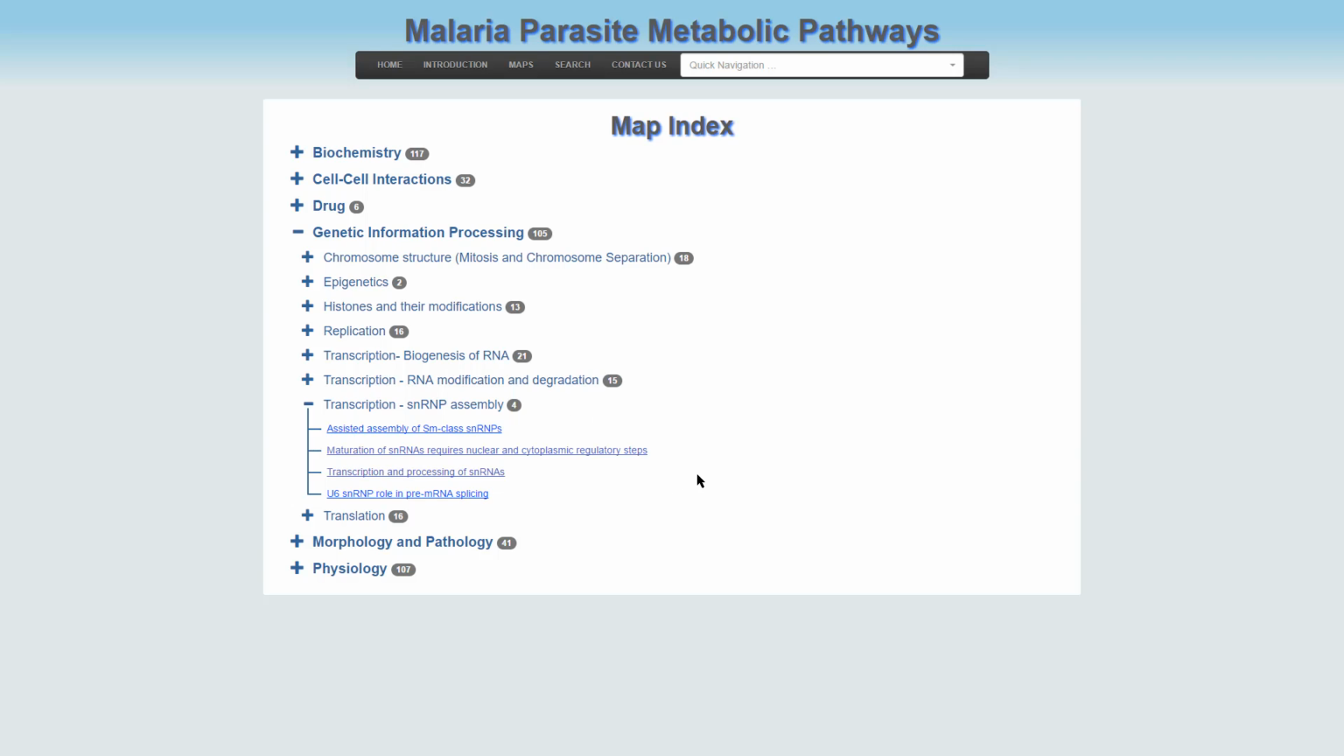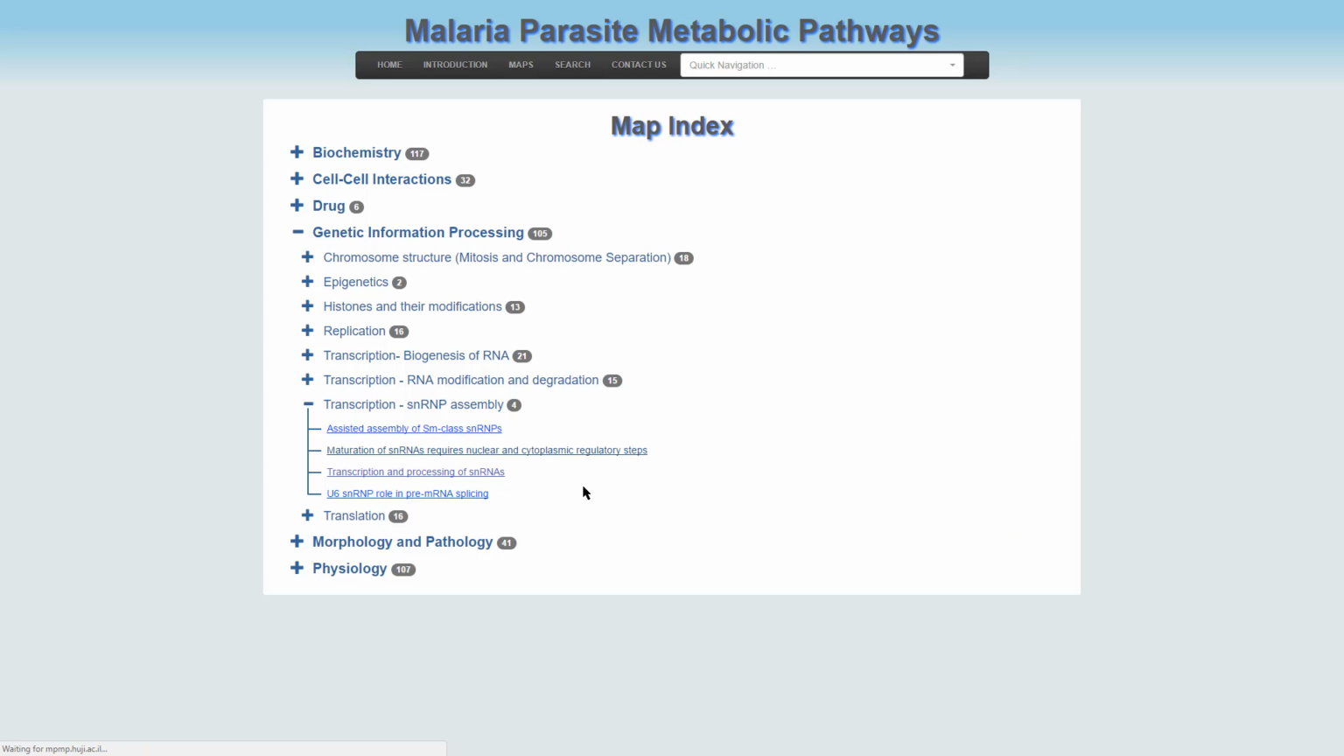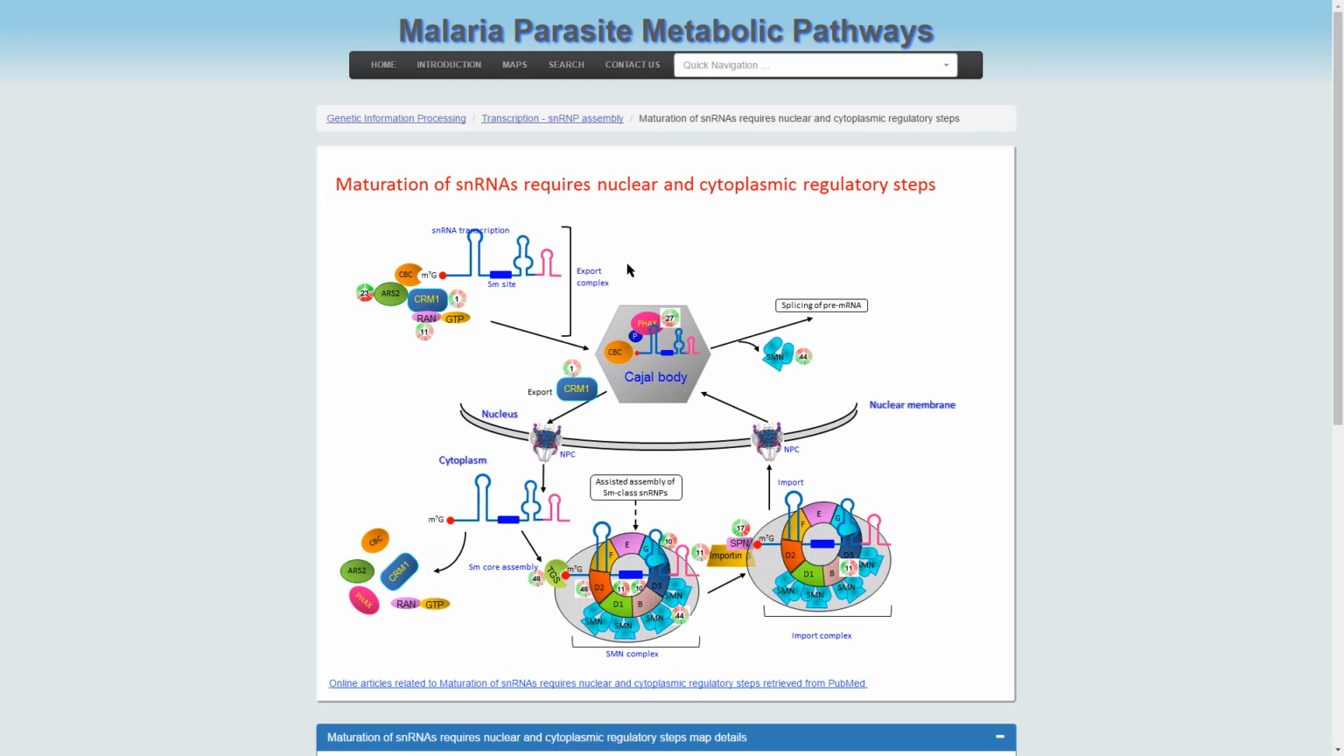For example, we go to maturation of snRNPs, which requires both nuclear and cytoplasmic regulatory steps. You see it's quite complex, but it gives you all the available information for this.